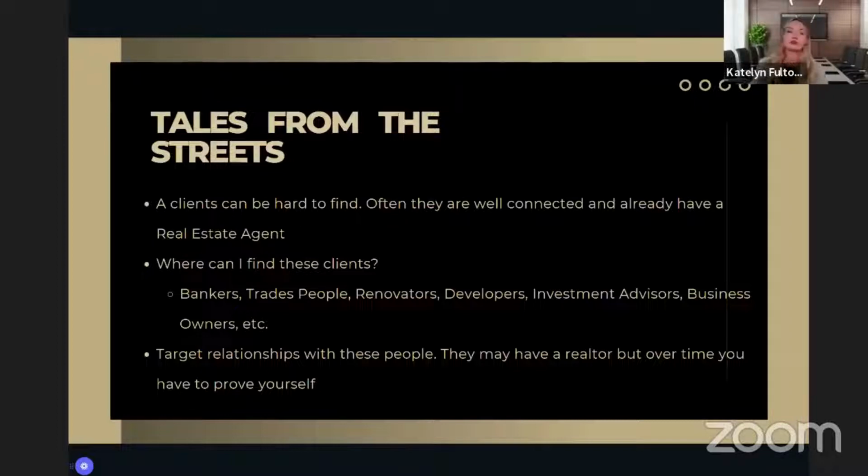Investment advisors, so people that are working in the bank, they're typically talking to people about their finances before they purchase a home, and they want to go over their finances and how they could save for a house. So these are good people to get connected with. And again, business owners and any type of business owner. So you want to target your relationships with these people.